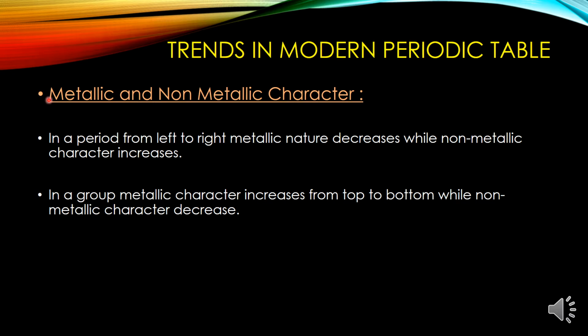Children, when we are moving in a period, that means from left to right, the metallic nature gradually decreases and the non-metallic character increases. And when we are moving in a group, that means from top to bottom, the metallic character increases, whereas the non-metallic character decreases. Now children, we are going to understand how.